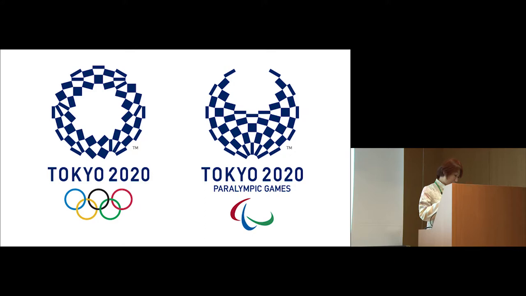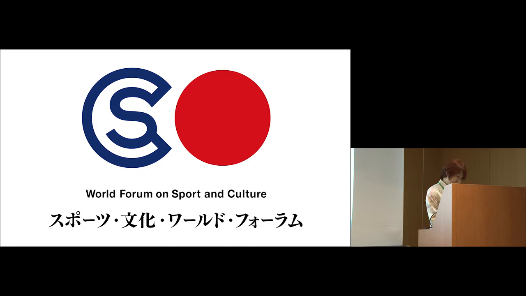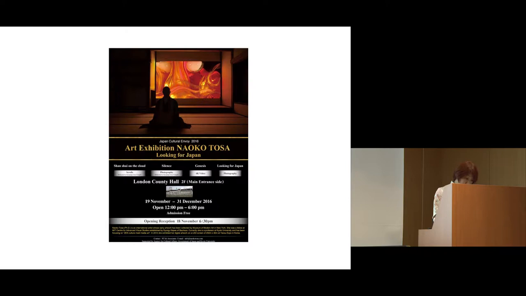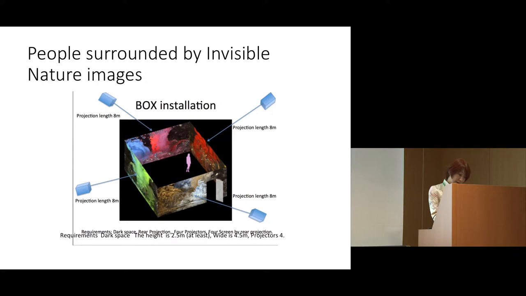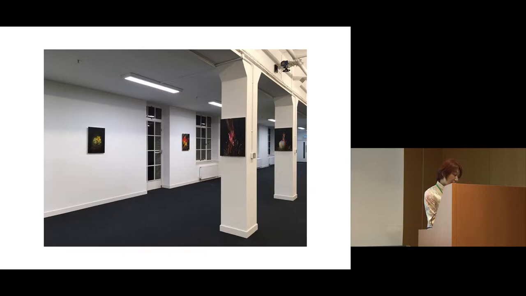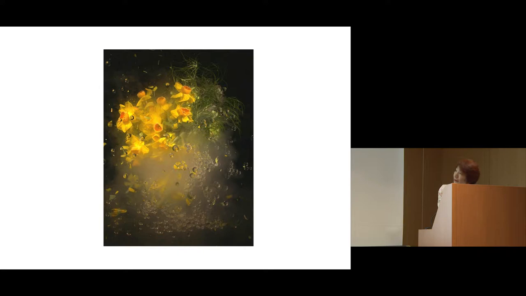So, like this. So we go to the next. My tour went to the London County Hall, a former city hall. And this is a poster of the exhibition, Looking for Japan. I am thinking about how people are surrounded by invisible nature images. This is a real image. And then the ambassador came to the opening reception and it was shown like this. And this is one of the photographs, using a nitrogen explosion of flowers.